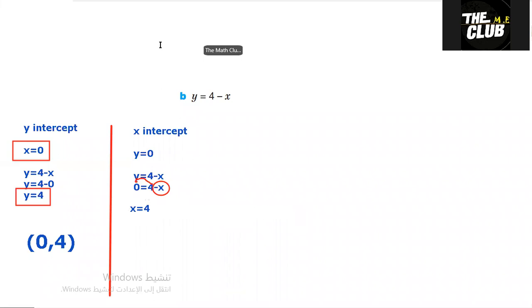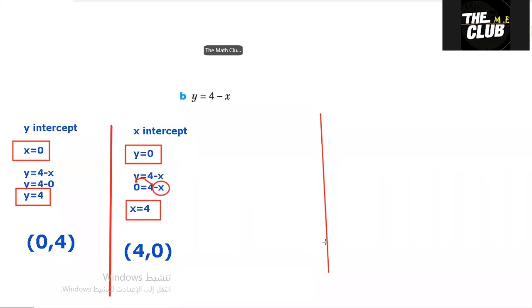Now, I found the 2 points or the coordinates. Now, I write it as a coordinate point. The x is 4, so I'm going to write 4 first. Okay. 4. And the y is 0, and I close the bracket. Now, I found the y-intercept and the x-intercept. Same idea, I'm going to draw the graph and draw the line.